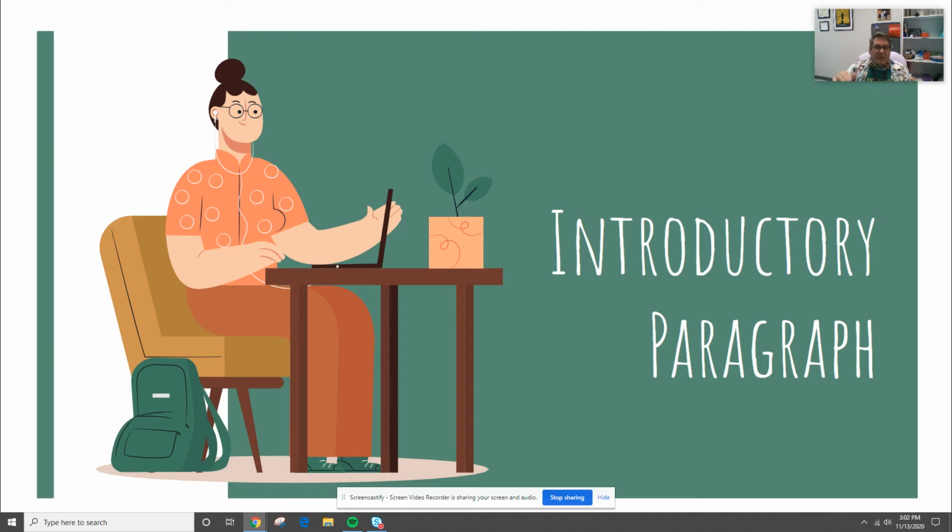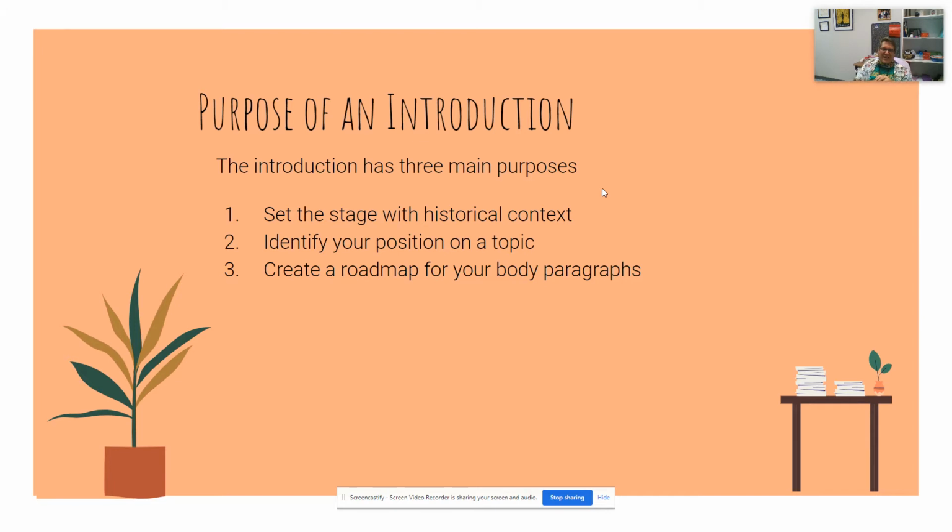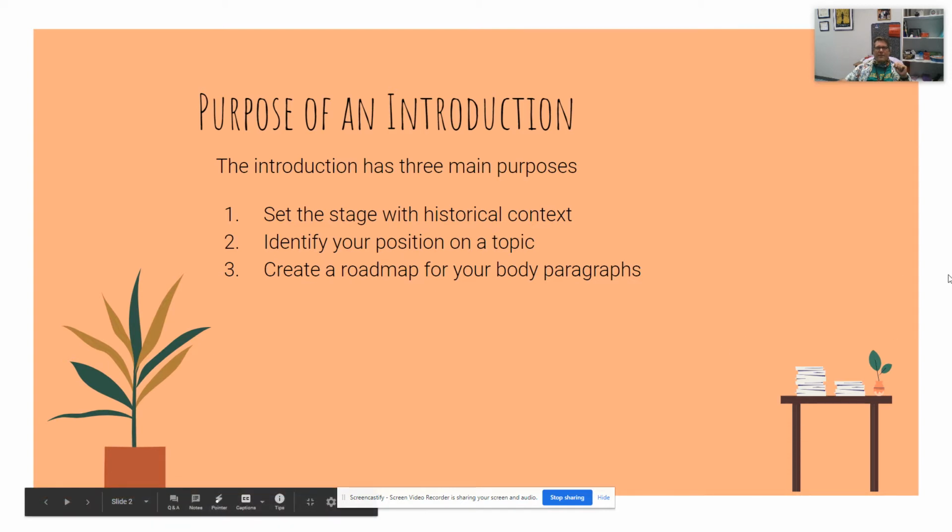Hey, let's talk about the introductory paragraph for a little bit. The introductory paragraph has three main purposes. It's going to set the stage with the historical context. It's going to identify your position on the topic, and you're going to create a roadmap for your body paragraphs. What does that all mean?